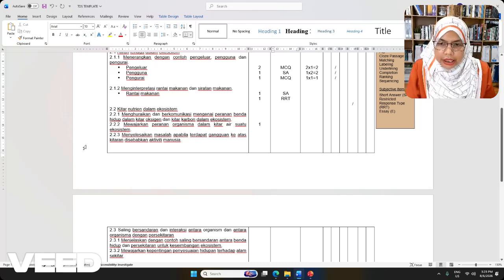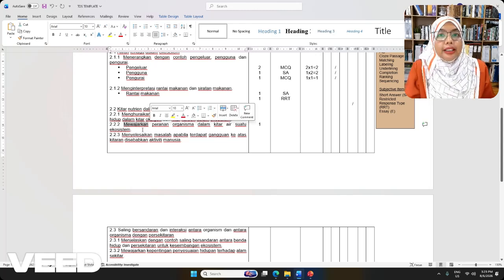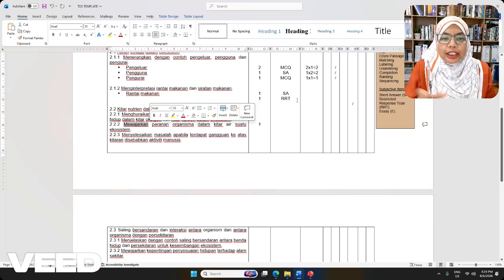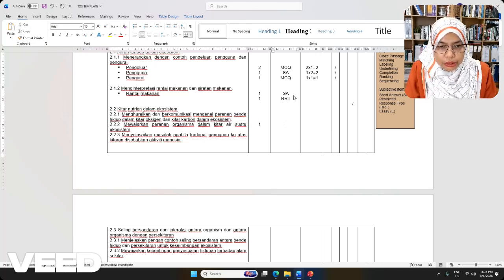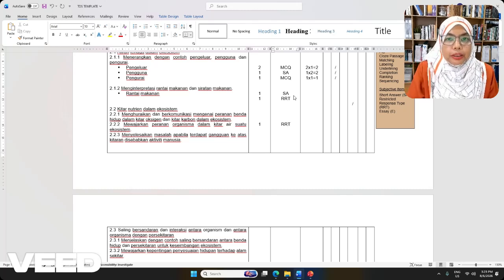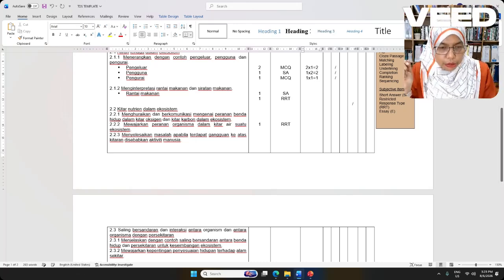Okay, and because mewajarkan is hot, I do want students to provide explanation substantially. So I want to use RRT, restricted response type. I want them to present information ataupun jawab within one brief paragraph. Okay, so ni level apa?